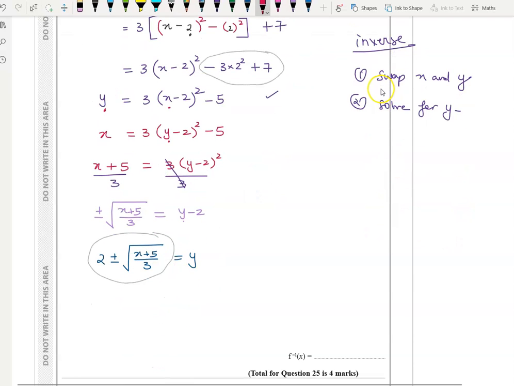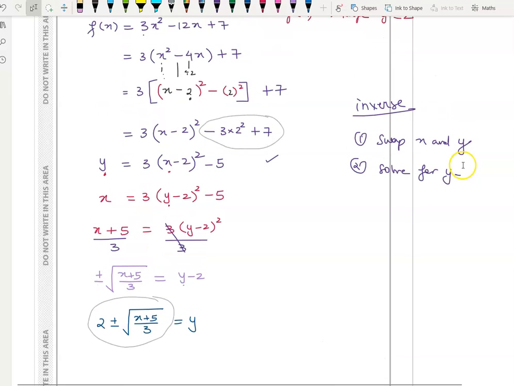So out of this now, if you take 2 plus square root of x plus y, it will be greater. So you will consider only the negative value. So your inverse function will be 2 minus square root of x plus 5 upon 3. Okay, that's your final answer. Whenever you have a quadratic, first complete the square, convert into vertex form, and then use the method to find the inverse, that is swap x and y and find the value of y.